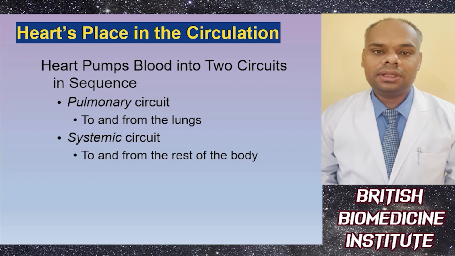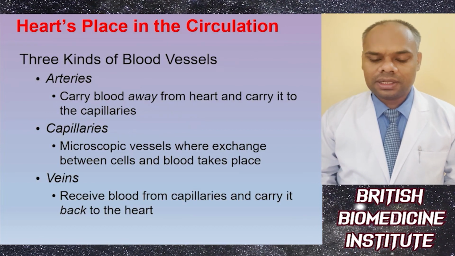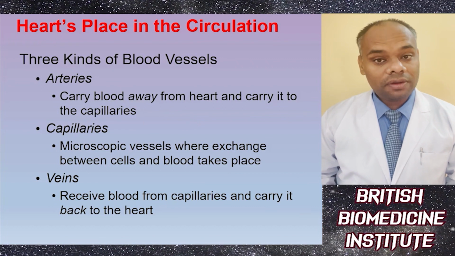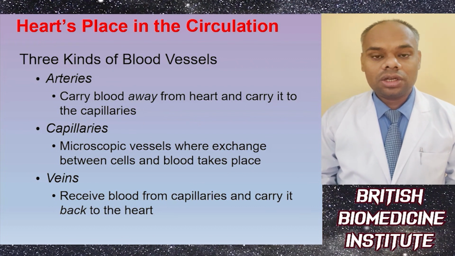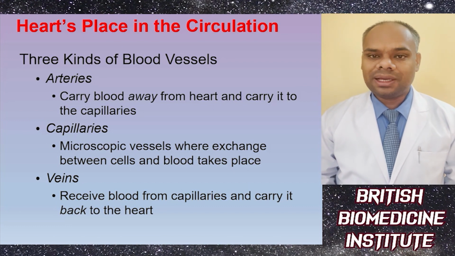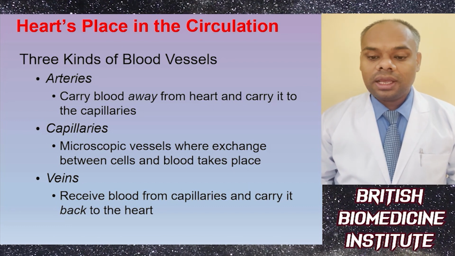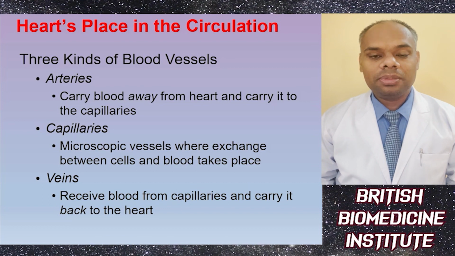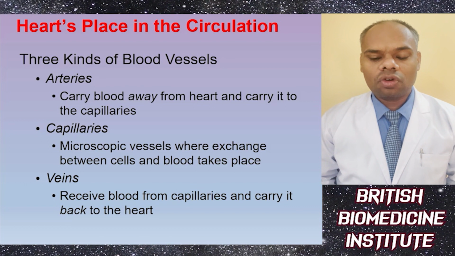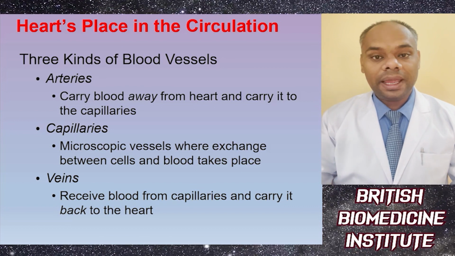So basically there are three kinds of blood vessels. First, arteries. They usually carry blood away from the heart and carry it to the capillaries. Capillaries are the microscopic vessels where exchange between cells and blood takes place, and veins receive blood from capillaries and carry it back to the heart.